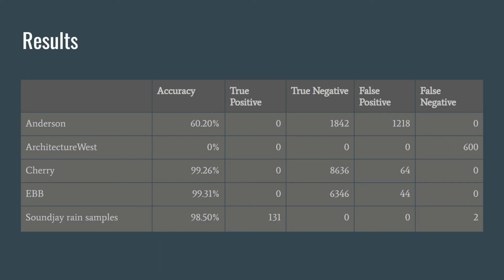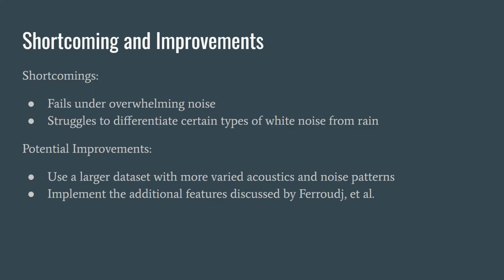Past these 2 hiccups, the model performed fantastically. The Cherry, EBB, and SoundJ rain samples datasets barely had any misclassifications at all. As for the shortcomings of the models, it doesn't have enough measures in place to deal with overwhelming noise. It also can struggle to differentiate certain types of white noise from rain. First, I would increase the breadth of training data that I use, so that it contains more varied types of noise. Then, I would also implement the additional features that were discussed by Farouj in their paper.